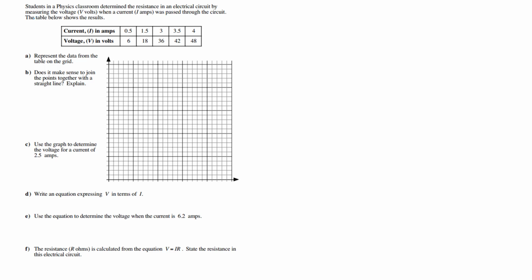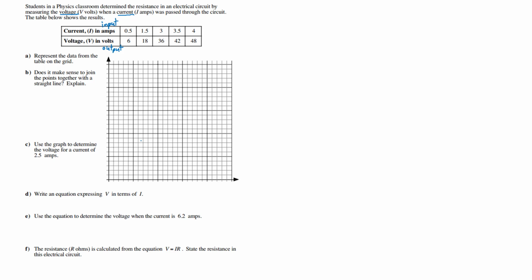All right, more fun with graphing. Students in a physics classroom determined the resistance in an electrical circuit by measuring the voltage when a current was passed through the circuit. The table below shows the results. So our current running through the circuit in amps is our input, and our voltage in volts is our output. So we'll start off by graphing this.